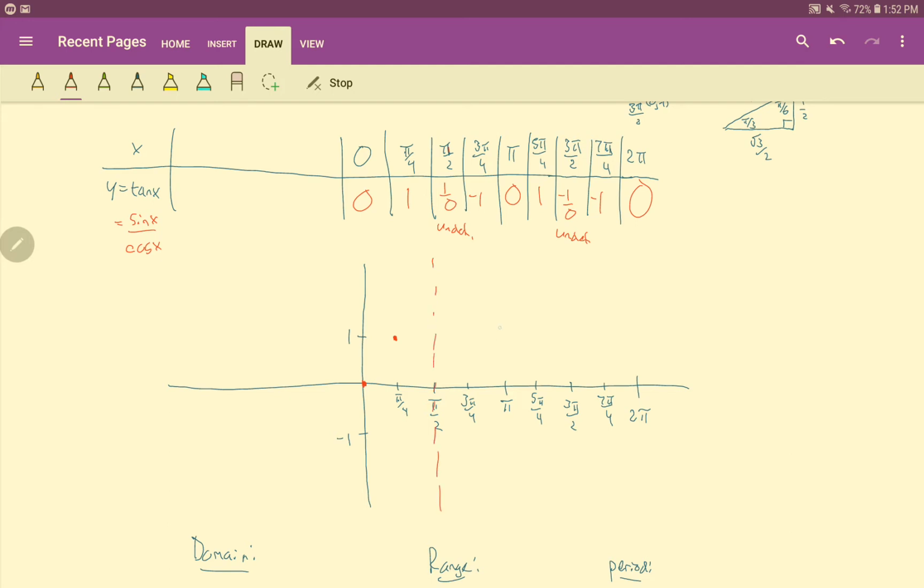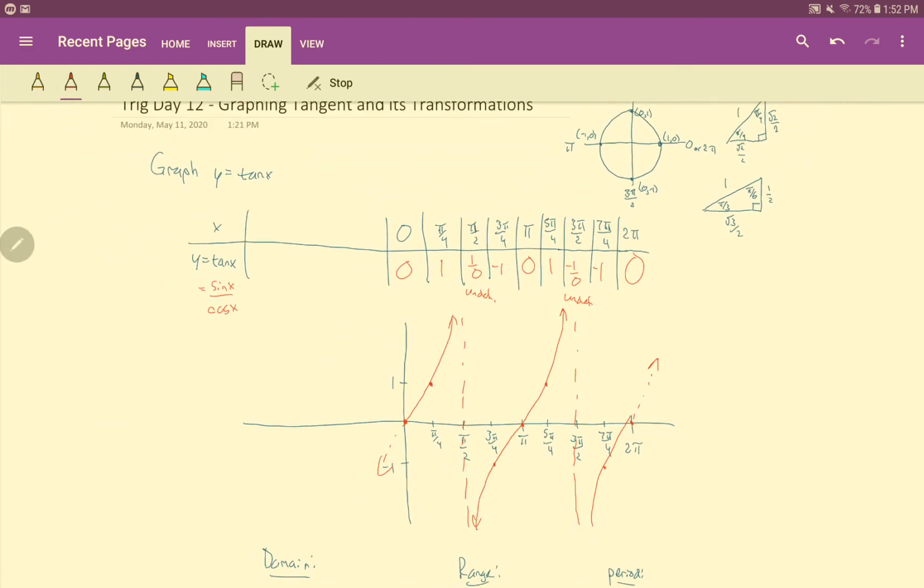Okay, so then at 3 pi over 4, we're at -1. Pi, we're back to 0. 5 pi over 4, we're back to 1. And 3 pi over 2, another asymptote. And then 7 pi over 4, -1 again. 2 pi, 0. So what do we get? Well, if I connect the dots here, this is what we're going to look like, something like this. That is going to be our tangent graph there.